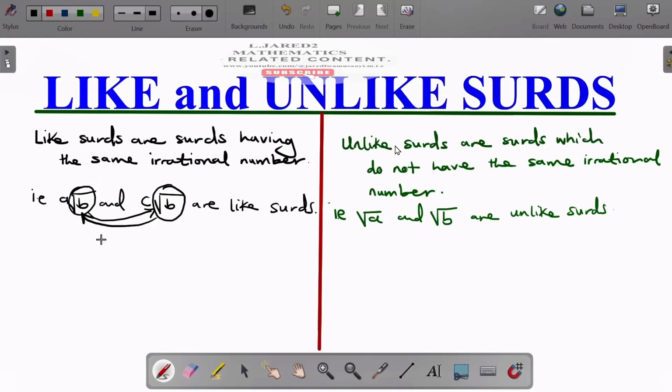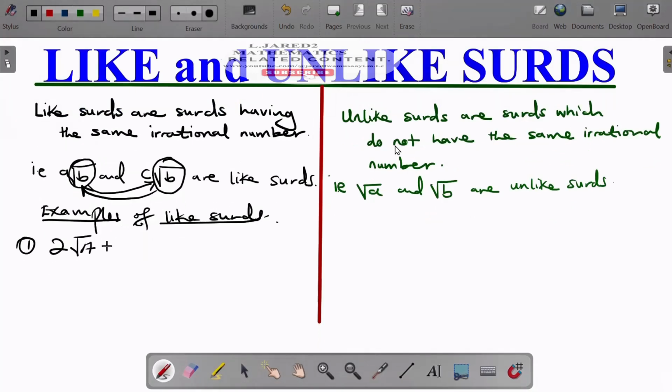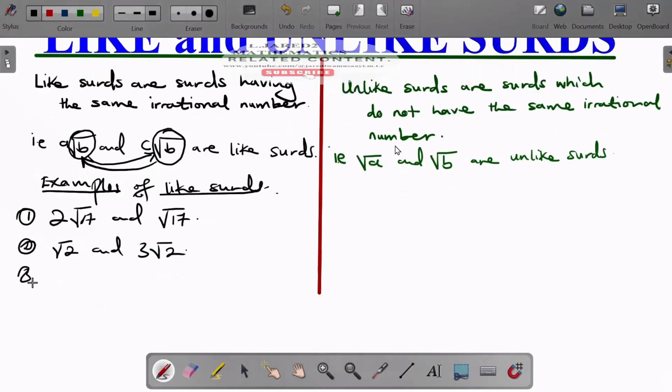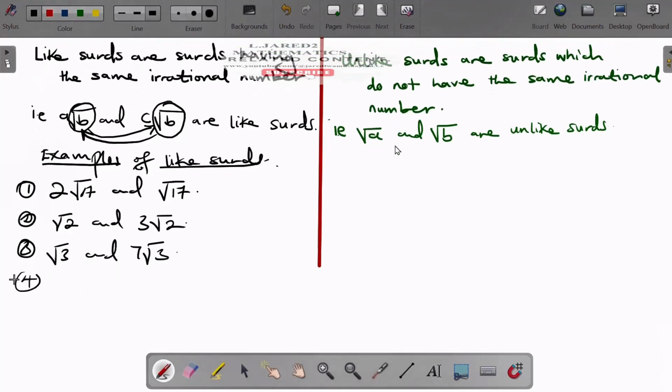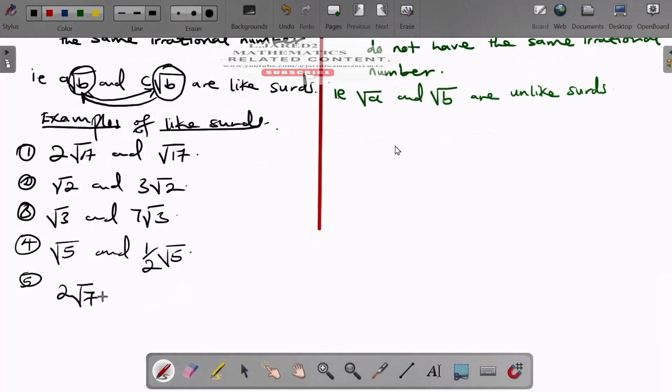We can have examples of like surds. Number 1, 2 root 17 and root 17 are like surds. Number 2, root 2 and 3 root 2 are like surds. Number 3, 3 root 3 and 7 root 3 are like surds because the irrational number, which is the square root of 3, is the same. Number 4, root 5 and a half root 5 are like surds. The last one, 2 root 7 and maybe 3 root 7 are like surds.